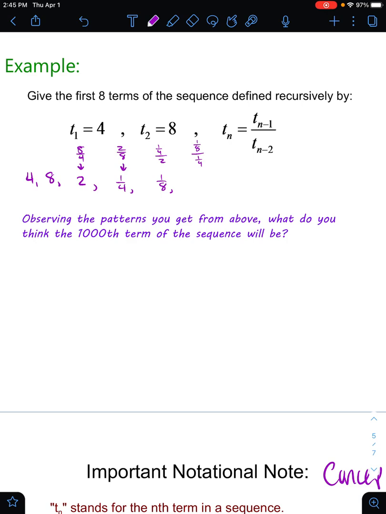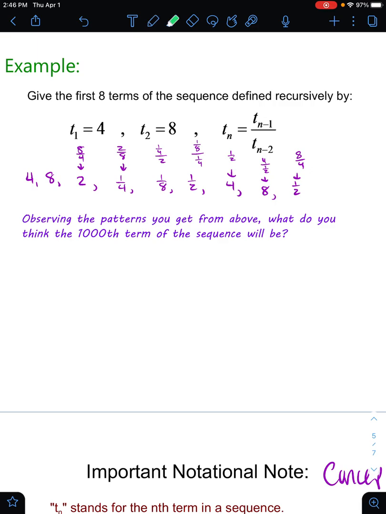1/8 divided by 1/4 is 1/2. And then 1/2 is going to go to 4. And then 4 divided by 1/2 is 8. Oh, and then it looks like it would just repeat, right? Because I'm going to have 8 over 4, which is a half again.